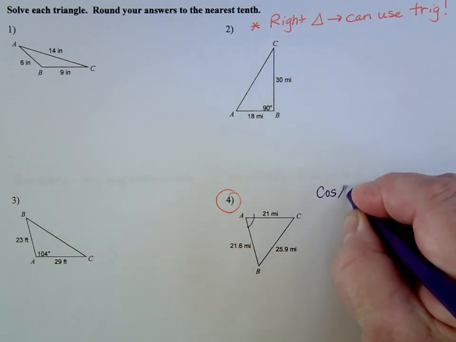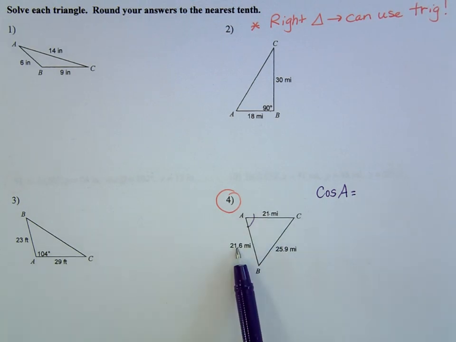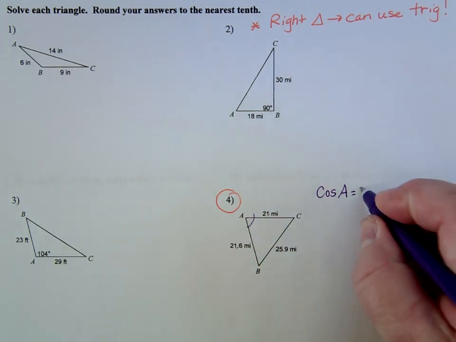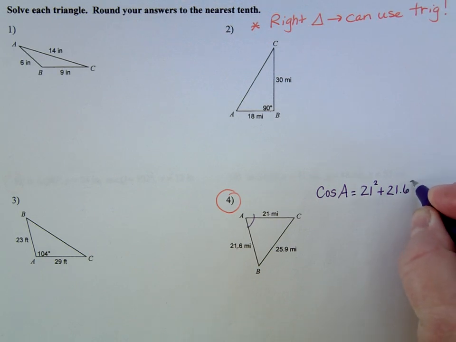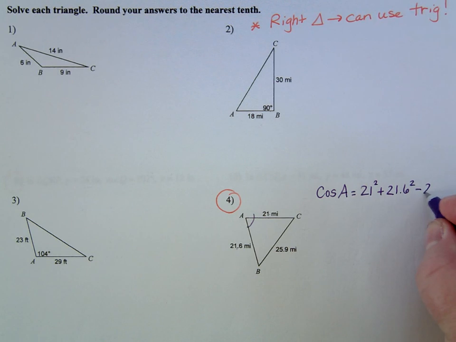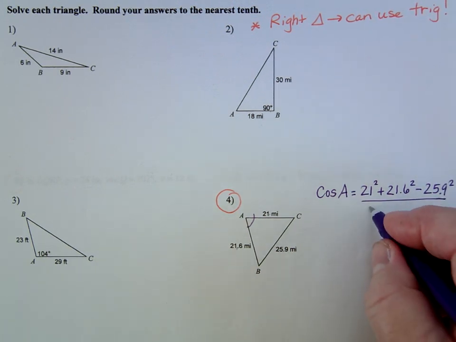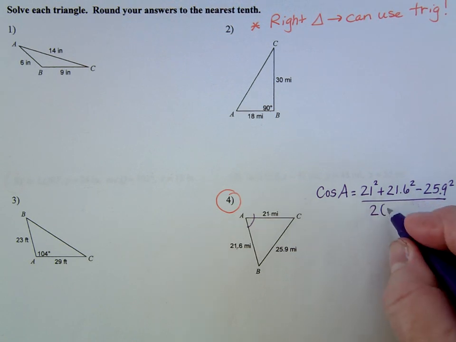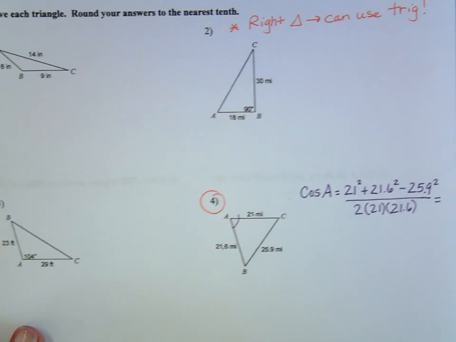So the cosine of angle A equals, you take the two sides that make up the angle. It's 21 squared plus the other side that makes up the angle, 21.6 squared, and then you subtract away the opposite side, 25.9 squared. And then you divide that by 2 times these two, 21 and 21.6. And so you go to your calculator and you get what that decimal value is going to be.